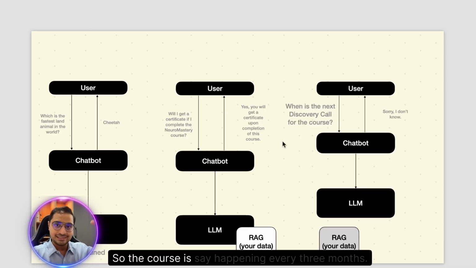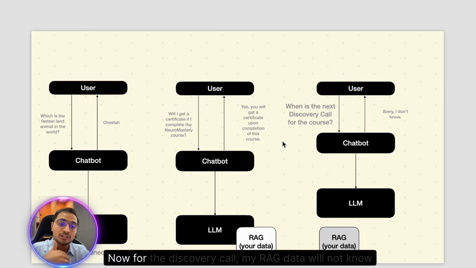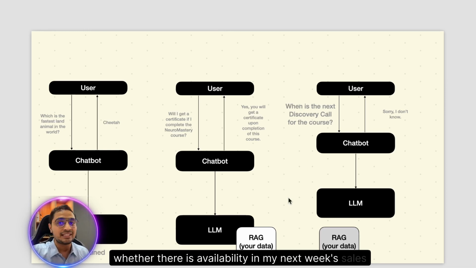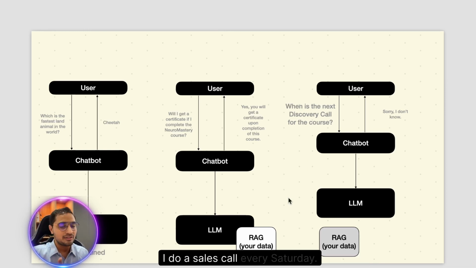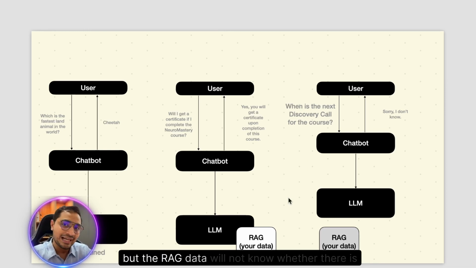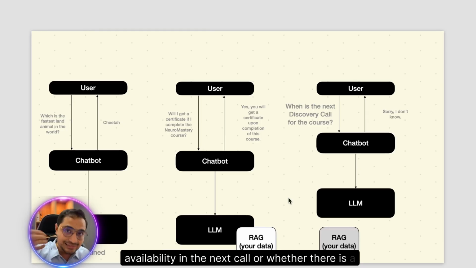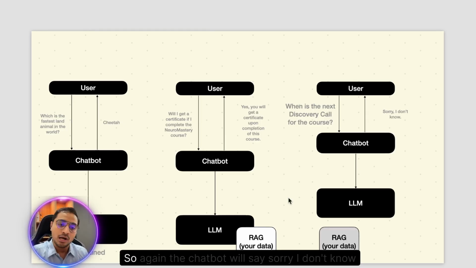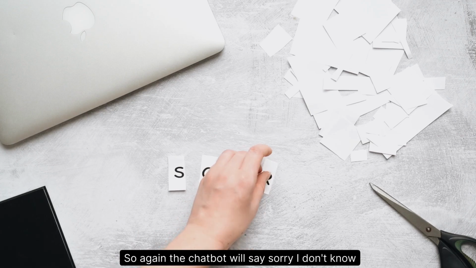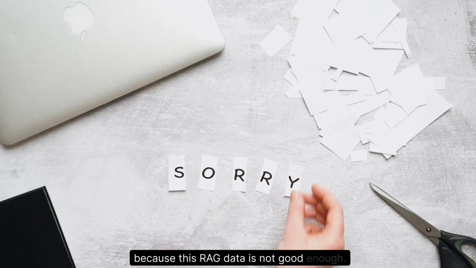The course is, say, happening every 3 months, but during the 3 months, I might have sales calls, which are called discovery calls. Now for the discovery call, my RAG data will not know whether there is availability in my next week's sales call. I do a sales call every Saturday, but the RAG data will not know whether there is availability in the next call or whether there is a call on Saturday at all. So again, the chatbot will say, sorry, I don't know, because this RAG data is not good enough.